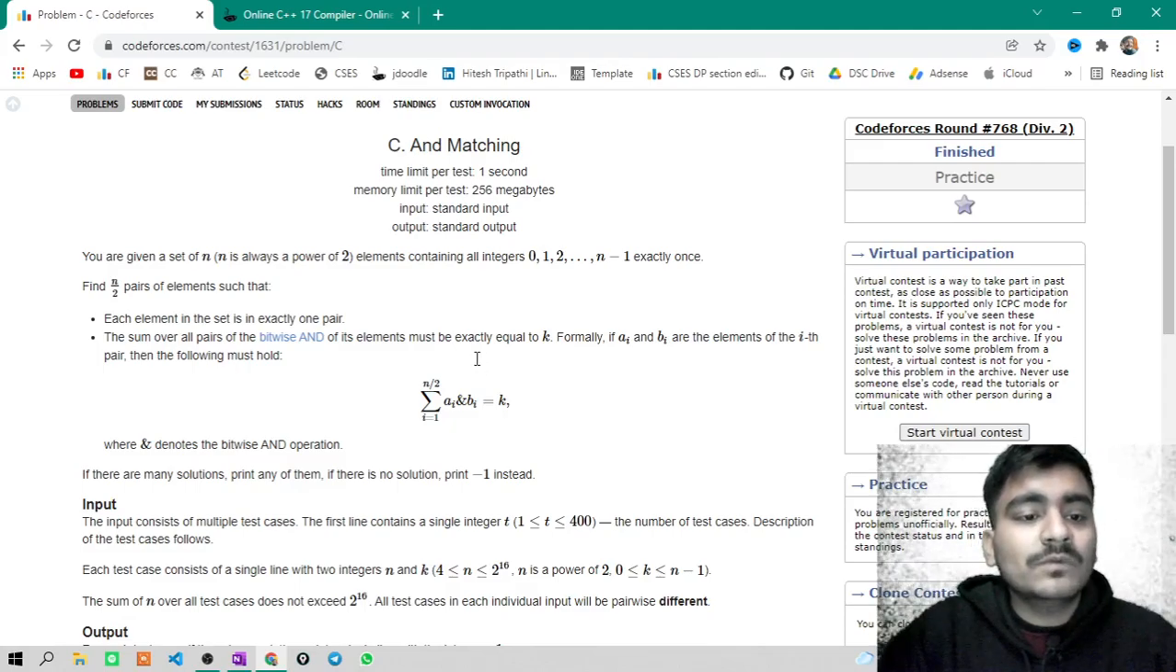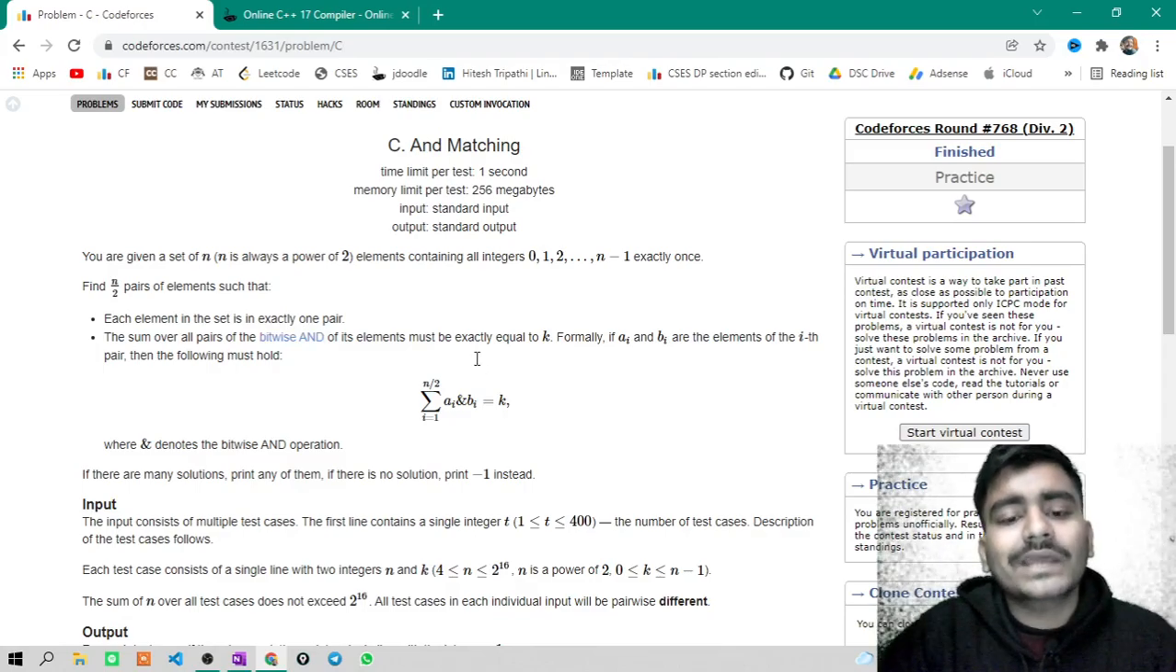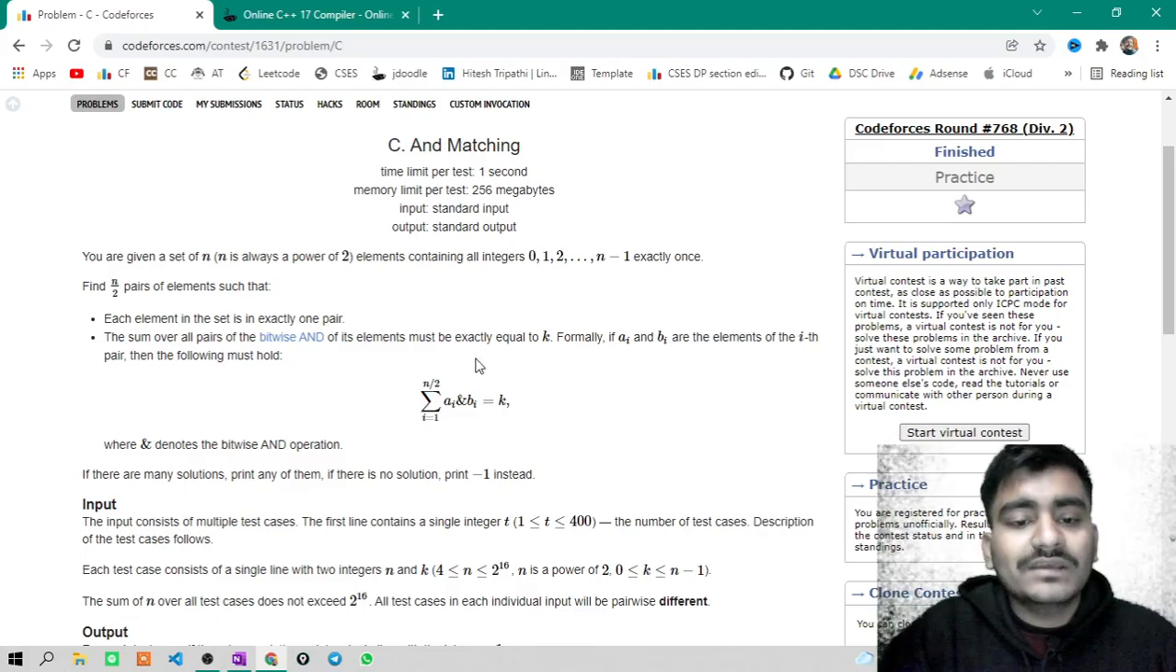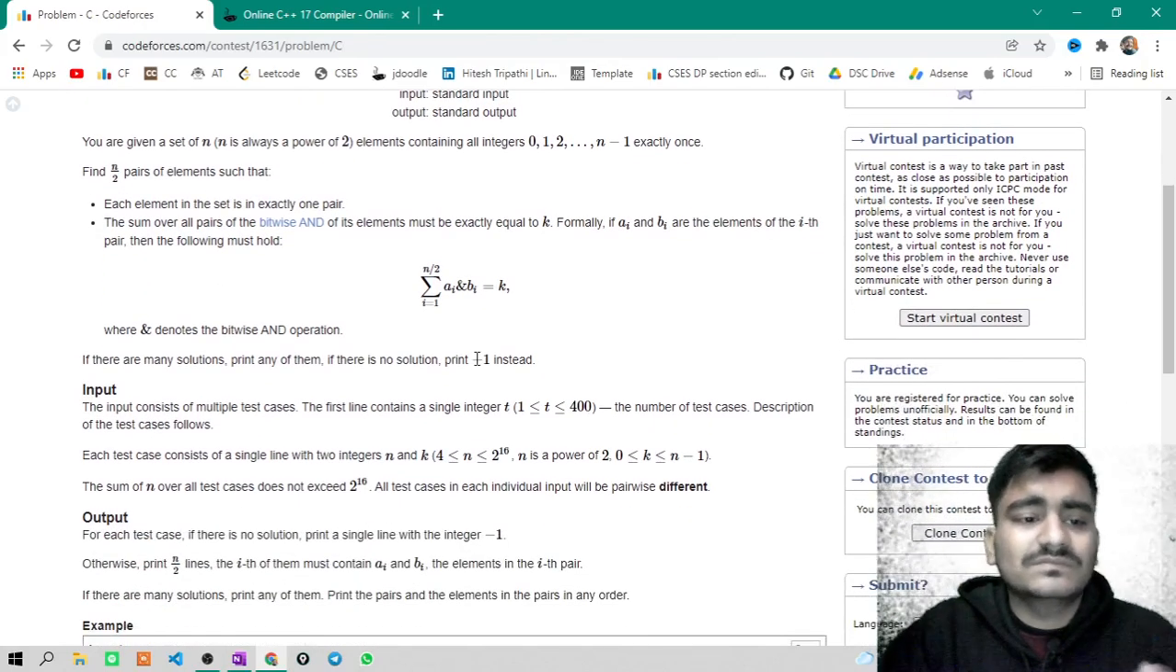Now the sum over all pairs of bitwise AND of its elements must be exactly equal to k. Okay, and formally, if ai and bi are the elements of the ith pair, then the following must hold: the summation of ai AND bi is equal to k, where i is from 1 to n by 2, and this sign always denotes the bitwise AND operation. If there are many solutions, print any of them. If there is no solution, print -1.